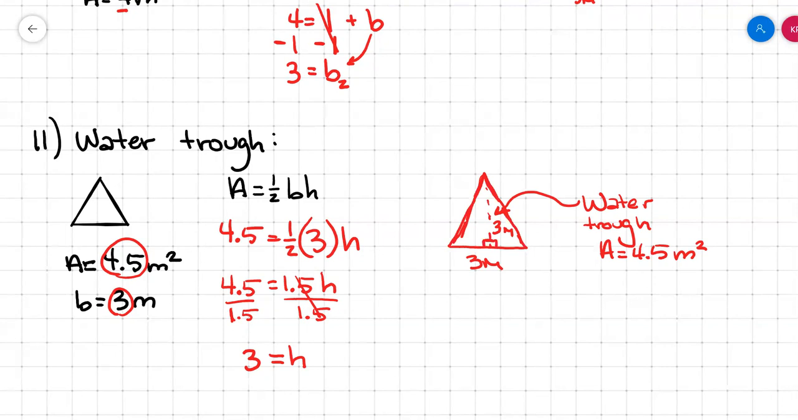All done. Okay, so all of those are going to be on your farm drawing. So you just do the rest of them just like we did that.